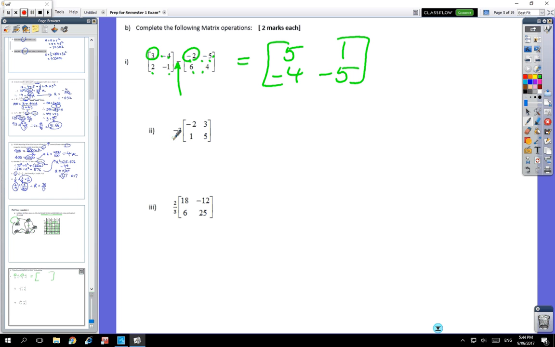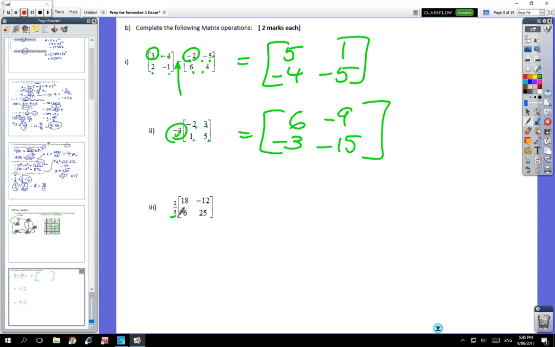Okay, next one is just multiplying by a scalar. So you just have to triple the numbers and change the sign. So 3 2s are 6 and change the sign. 3 3s are 9, change the sign. 3 1s are 3, change the sign. 3 5s are 15 and change the sign.